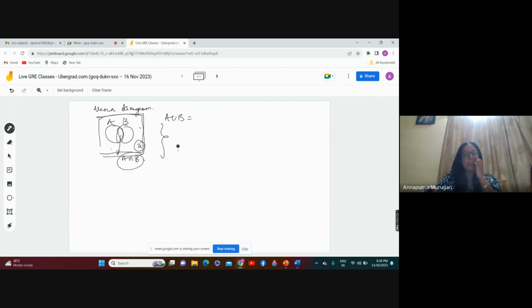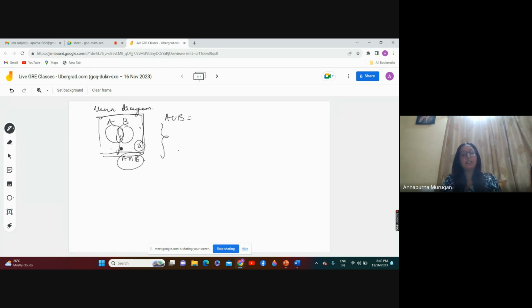Now, let us try to figure this out on three sets. If we have three sets, how does it look? This is the two-set diagram. So what is this? A union B. A union B means all the elements of A and B together is A union B.